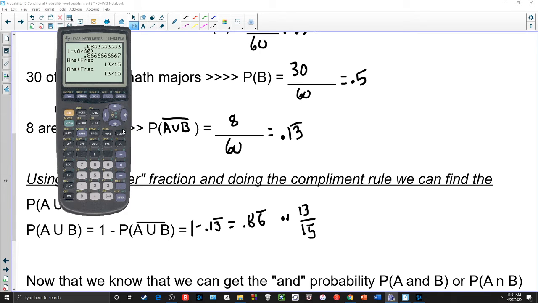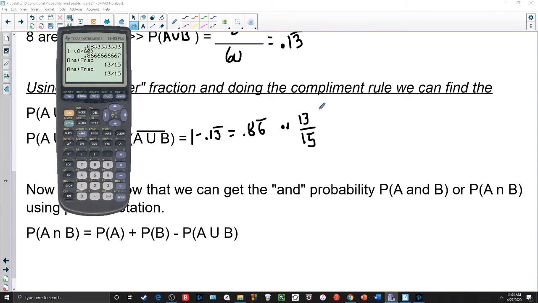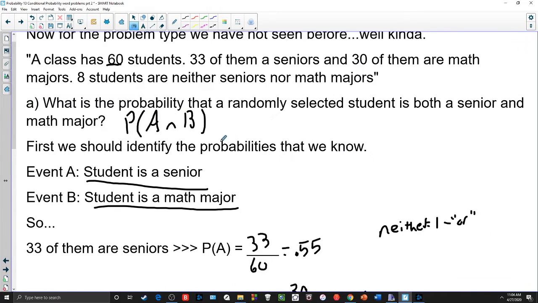Some decimals cannot be made into a fraction. So if it doesn't give you a fraction back, it means you have a decimal that can't be made into a fraction. So FYI. Now, remember our goal: this question was asking what's the probability that he is both a senior and a math major. So we want the and probability.